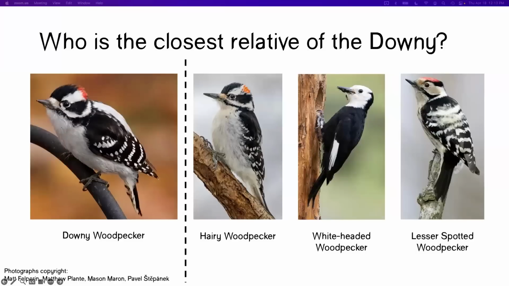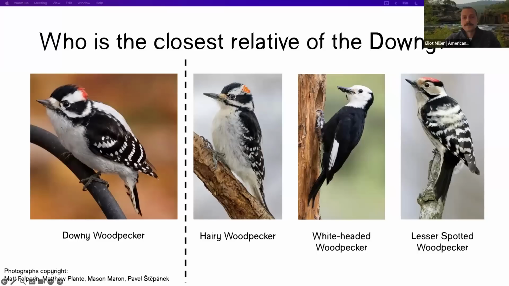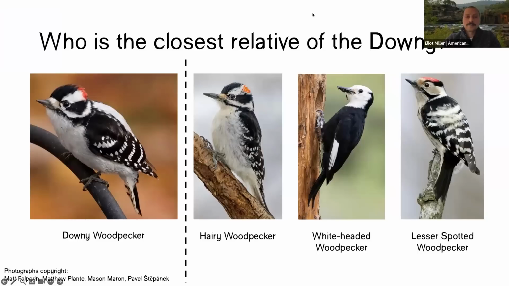So we have 54% believe that it's hairy woodpecker, 16% believe it's white-headed woodpecker, and 30% lesser spotted woodpecker. Cool. All right. How we doing? Here, I got to get my Zoom thing functioning right. All right. It turns out it is the lesser spotted woodpecker.